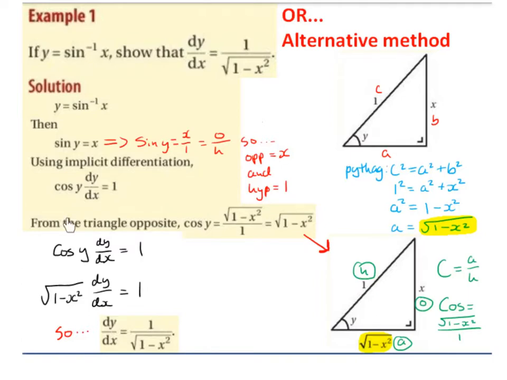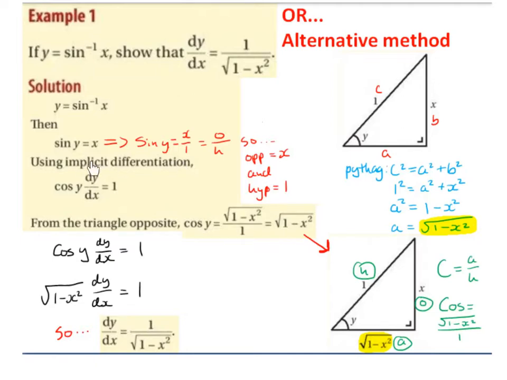So again, from the triangle, we stated that cos y is equal to root 1 minus x squared over 1. So that comes from CAH, from SOHCAHTOA. Cos is equal to the adjacent over the hypotenuse. So the adjacent is root 1 minus x squared, and the hypotenuse is 1. So cos y is root 1 minus x squared over 1, which is equal to root 1 minus x squared.